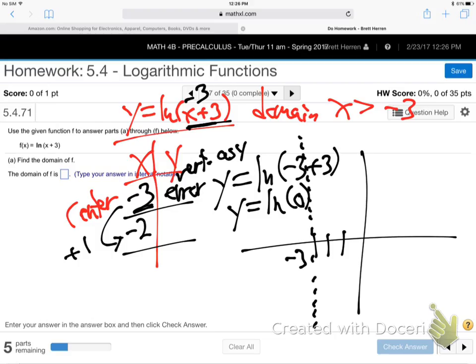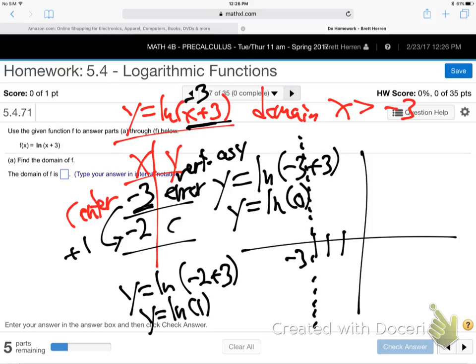And so what are you going to get for that? Y equals the natural log of -2 plus 3, natural log of 1, which is 0. You can check it on your calculator if you want to. Back 2, up 0. There's that dot. I got 1 dot in a vertical asymptote line. Yeah, I would suggest getting another dot would be helpful.